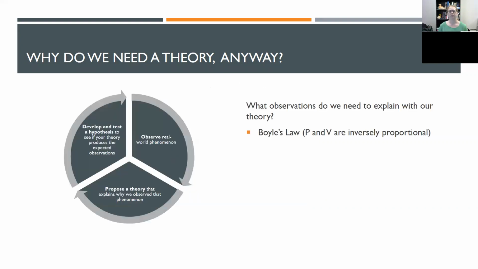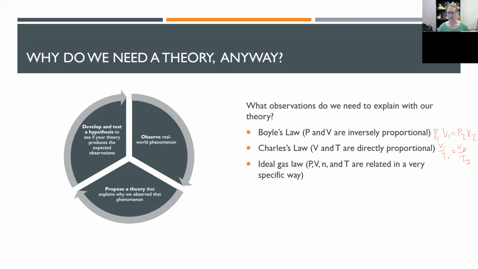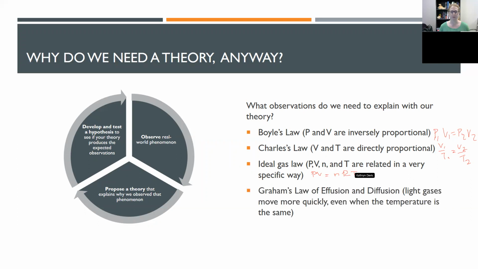So the theory in this case is, again, kinetic molecular theory. And what do we need to explain? Well, we need to explain that pressure and volume are inversely proportional, that P1 V1 equals P2 V2 relationship. We need to explain why volume and temperature are directly proportional to one another. We need to explain why pressure, volume, moles, and temperature are related in this very specific way.